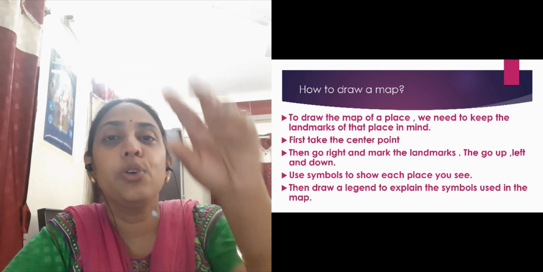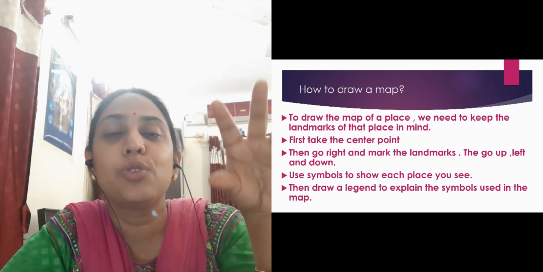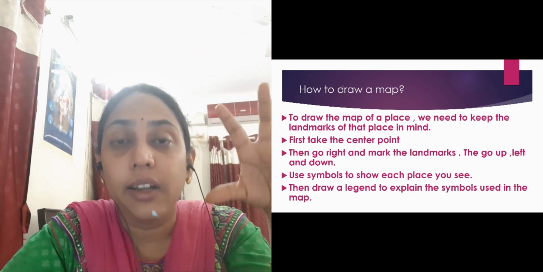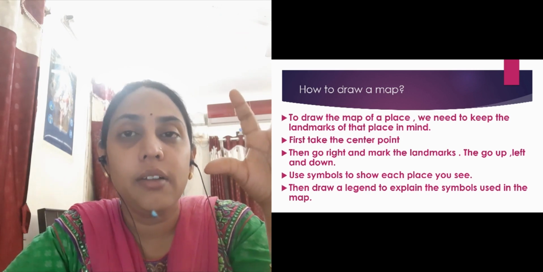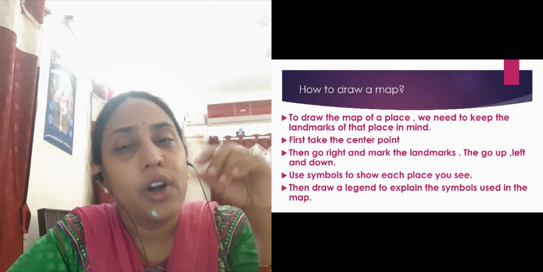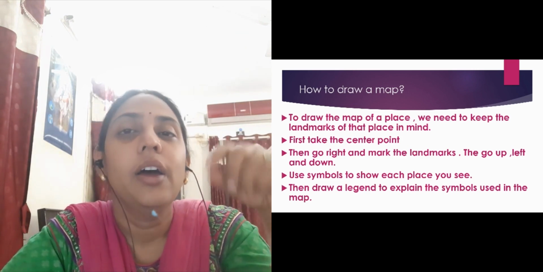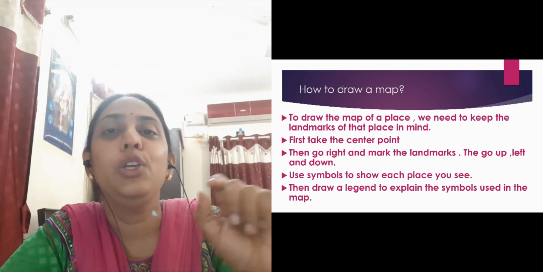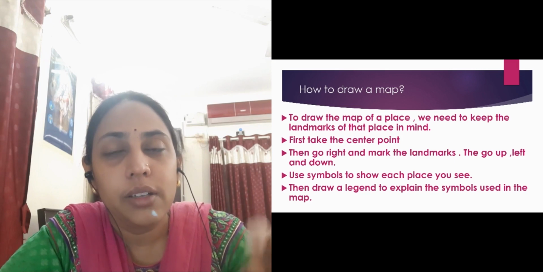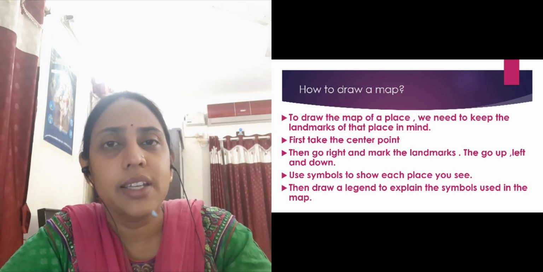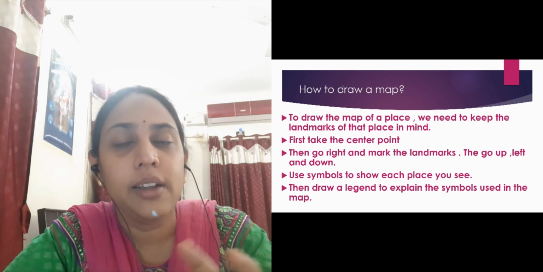And suppose there is a big tree in that area, any banyan tree in the center. So what you will do, you can just put one green color symbol in the center, and then in the legend you can mark one green color as the banyan tree. You can write like that.